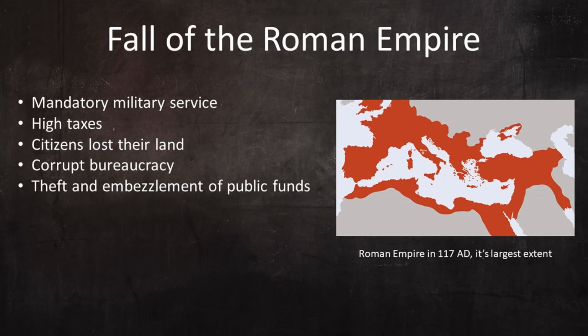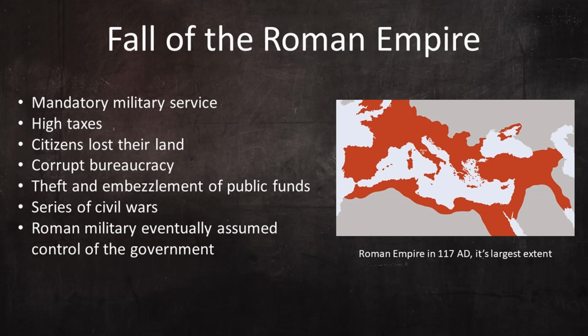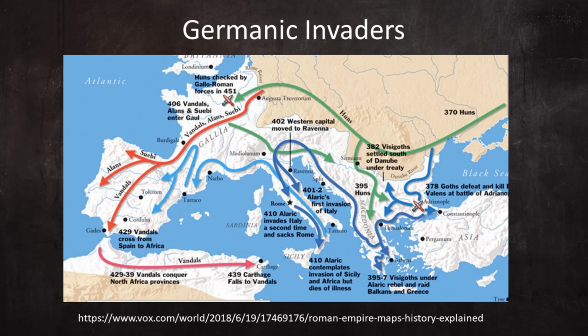And if that weren't enough, the Romans failed to establish a proper mechanism for the succession of emperors, resulting in a series of civil wars. The Roman military eventually assumed control of the government, leading to the neglect of public order and welfare. Weakened by these internal problems, the Roman Empire became susceptible to external enemies, most importantly, increasingly aggressive Germanic tribes who were making incursions into Roman territory in Gaul, Hispania, Britannia, Italy, and the Balkan Peninsula.